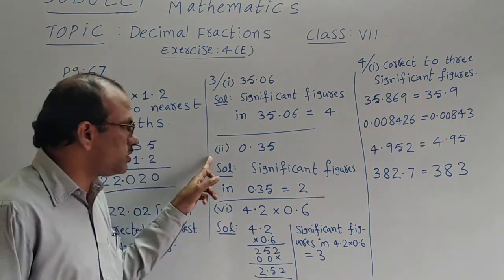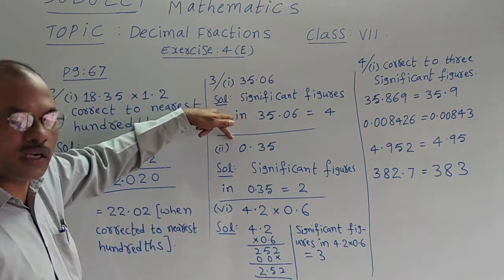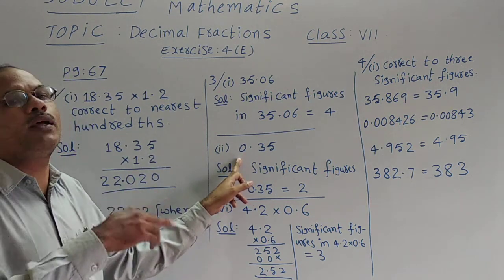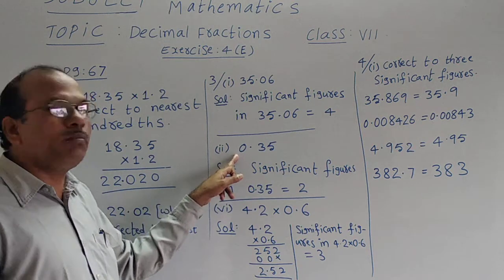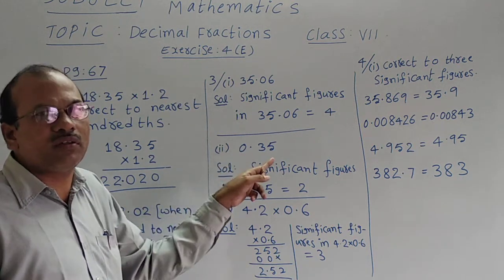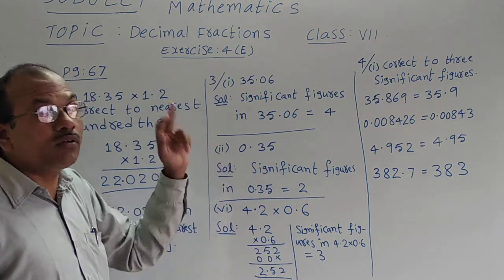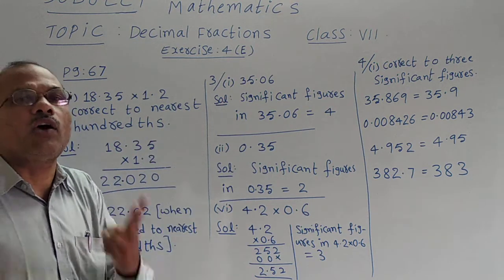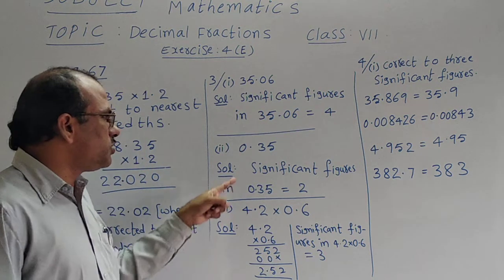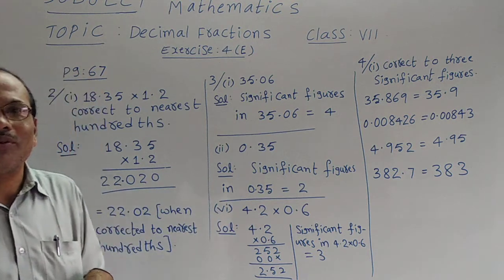Let us see the second bit. Here 0.35. This 0 has no value actually. Before the point nothing is there, no? So we have placed 0. Actually this can be written as .35 also. We need not always write 0.35. Then when we have .35, how many digits are there in that? 3, 5. Only 2 digits. That's why significant figures in the given question is equal to 2. Is it clear?